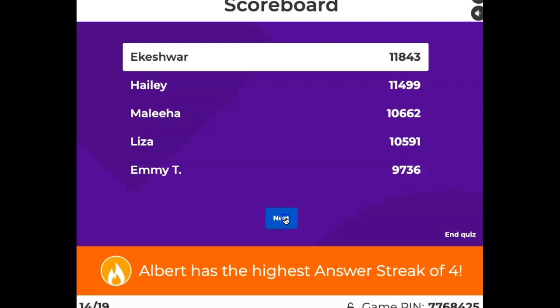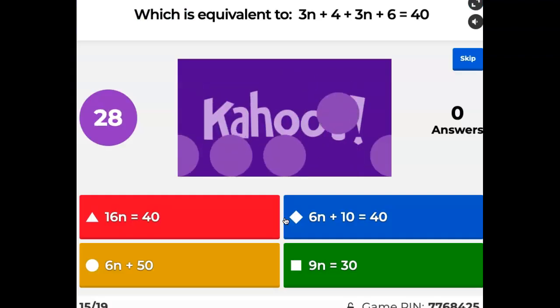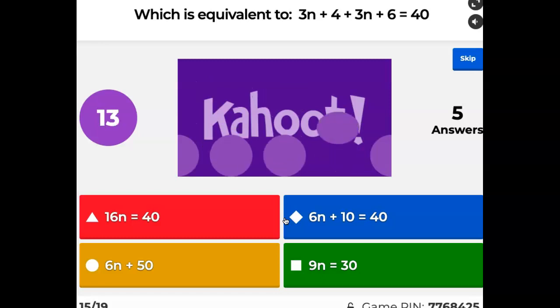All right, next one. 4 more to go. Which is equivalent to 3n plus 4 plus 3n plus 6 equals 40? A little bit tricky one. Just ignore the equals 40.